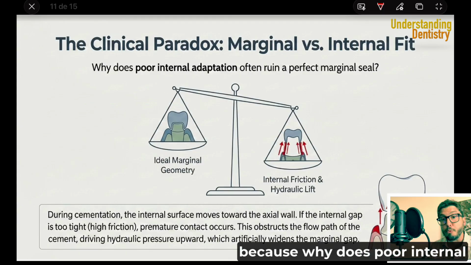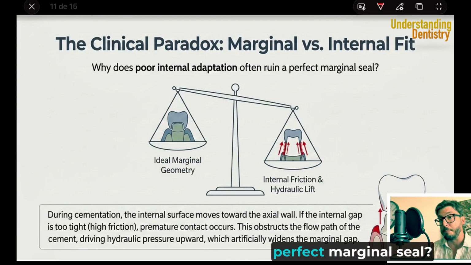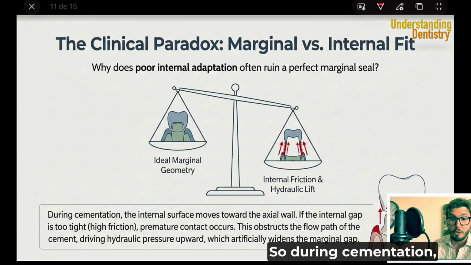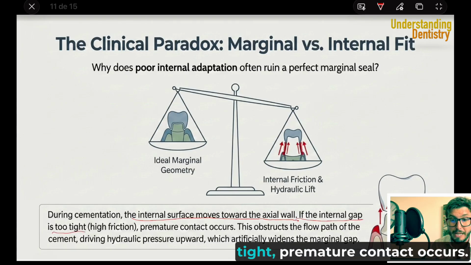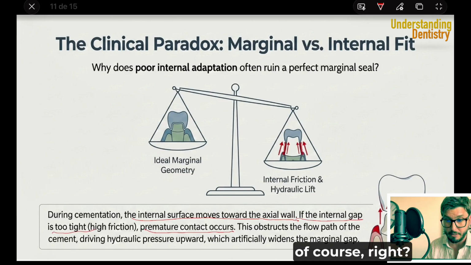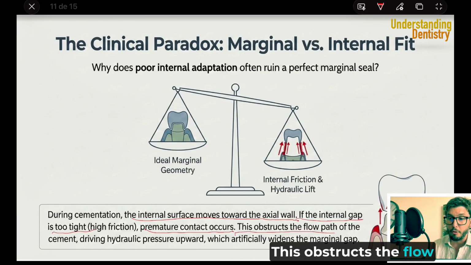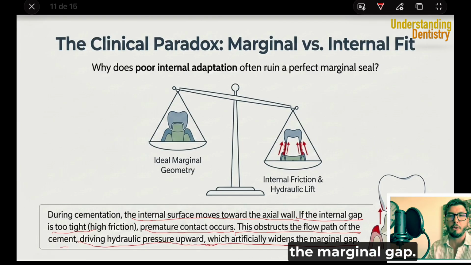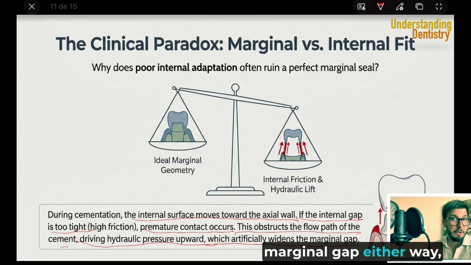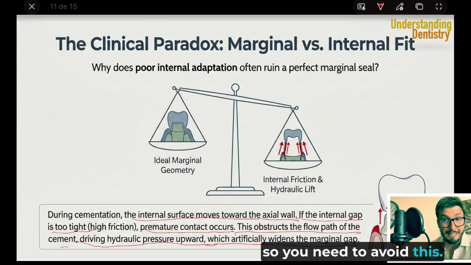Because why does poor internal adaptation often ruin a perfect marginal seal? So during cementation, the internal surface moves towards the axial wall. If the internal gap is too tight, premature contact occurs. You need to avoid that, of course, right? This obstructs the flow path of cement, driving the hydraulic pressure upward, which artificially widens the marginal gap. All right, so you end up with a bad marginal gap either way. So you need to avoid this.